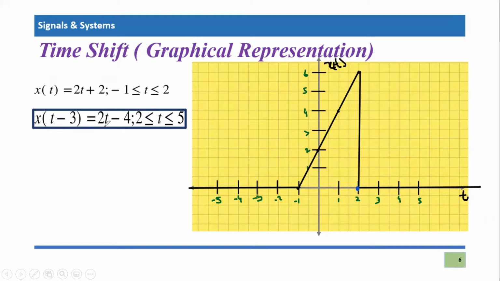So 2 into 3 would become 6. 6 minus 4, it would become 2. So at 3, its value will be somewhere here. Remember, this is the point 2.